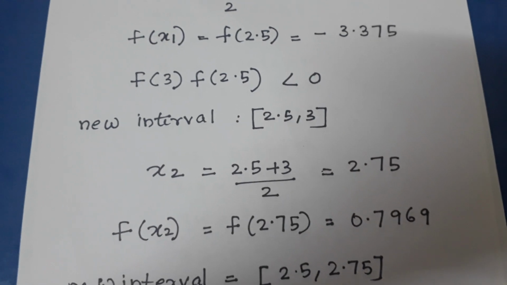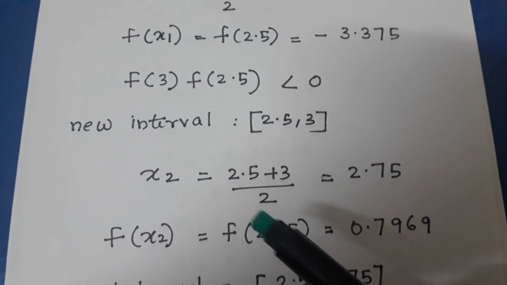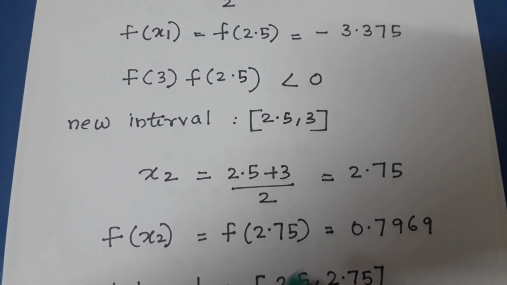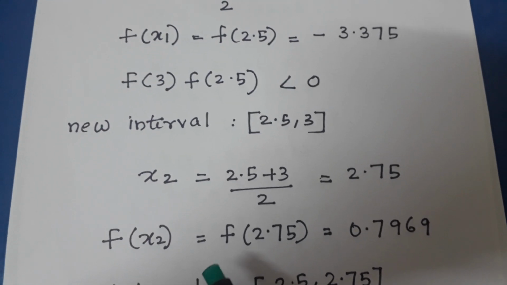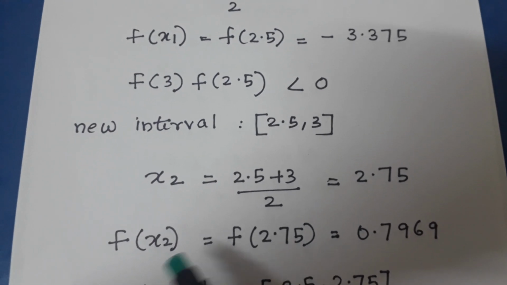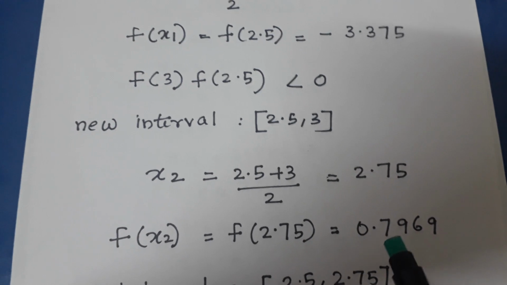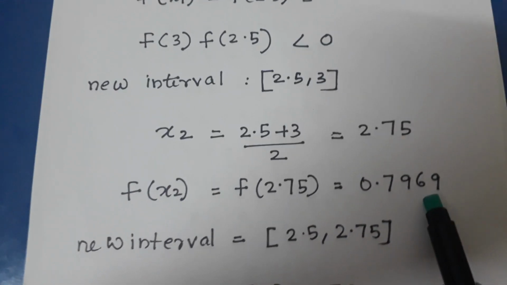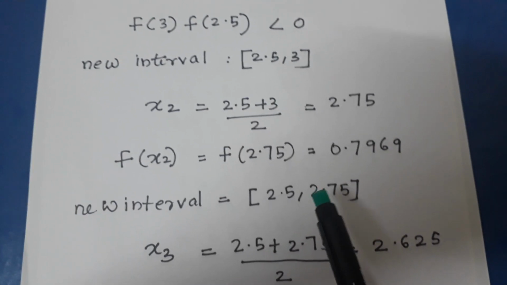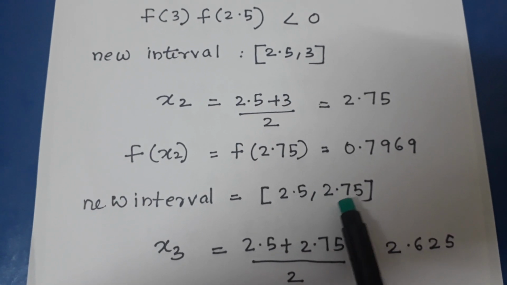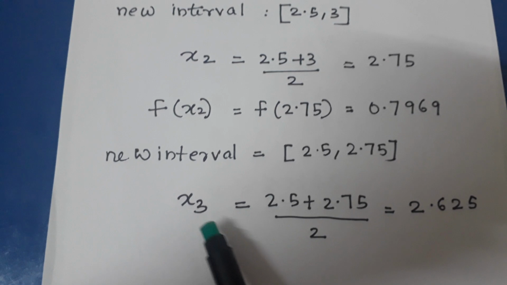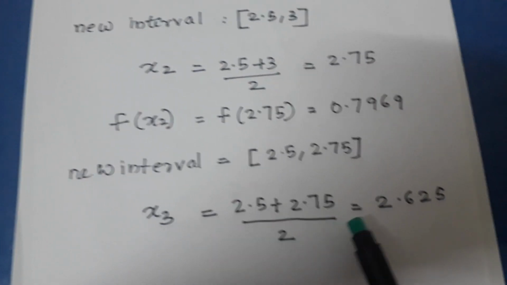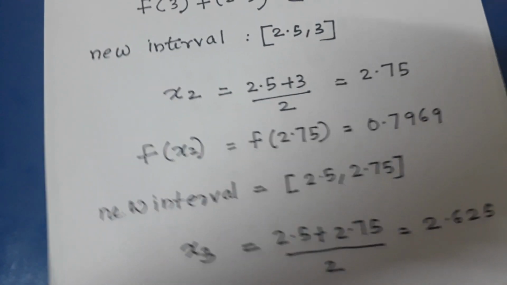Now we find out the midpoint of the new interval and take the function value of that, that is f of 2.75, which we get as 0.7969. This would mean that our new interval is 2.5 and 2.75. So we get the midpoint of the new interval and continue this process.